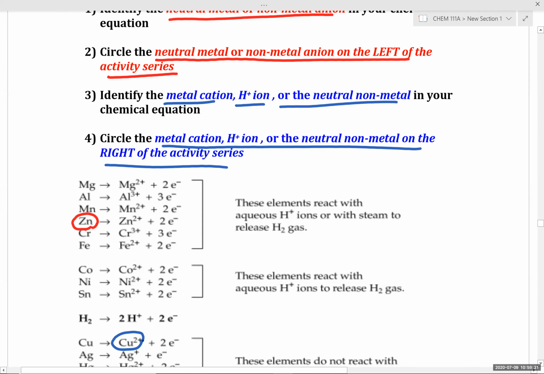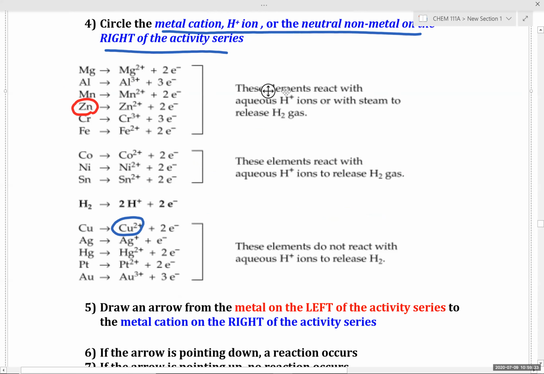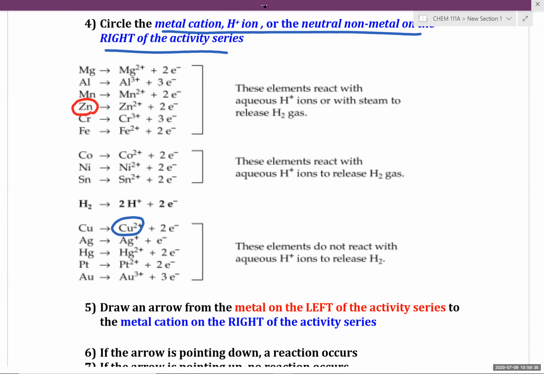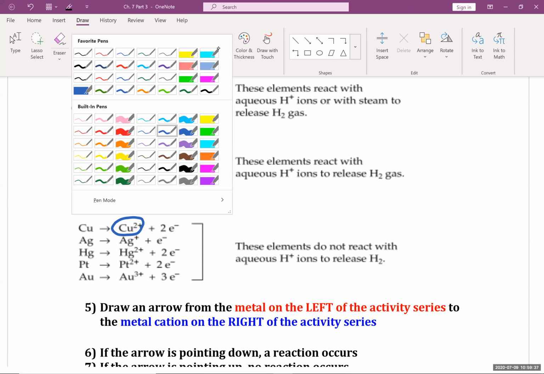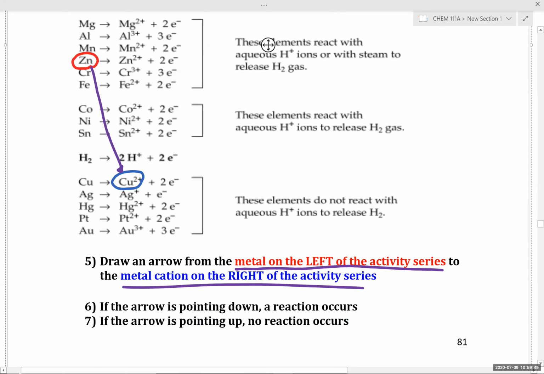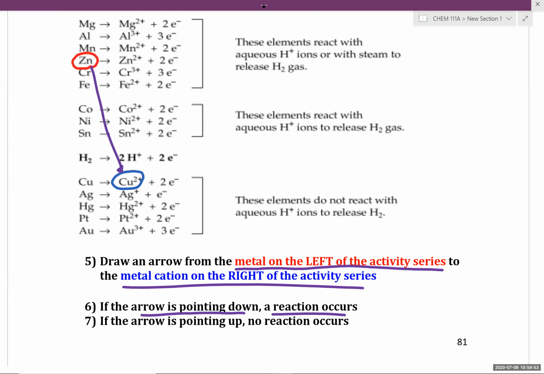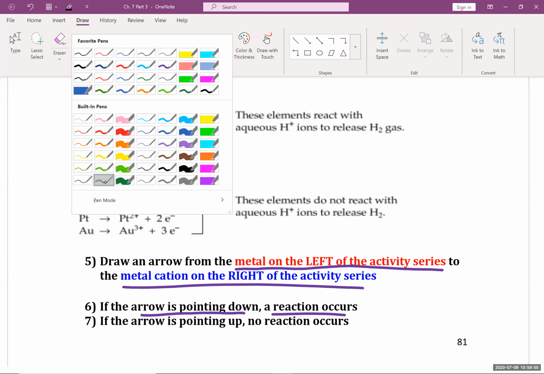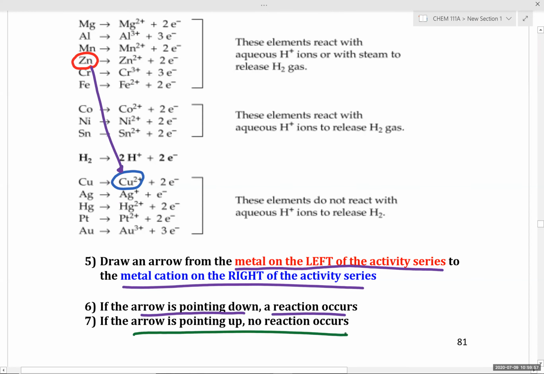Okay, so now that we have this set up, we're going to draw an arrow from the metal on the left of the activity series to the metal cation on the right. Now, if the arrow is pointing down, a reaction occurs. If the arrow is pointing up, no reaction occurs.